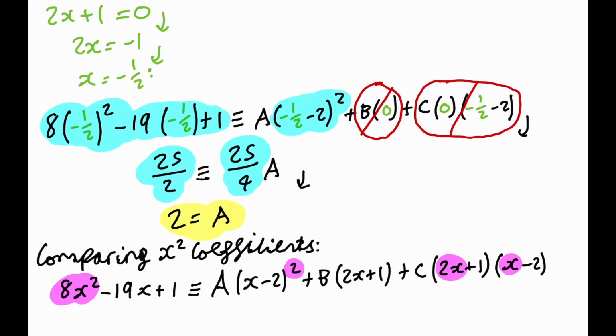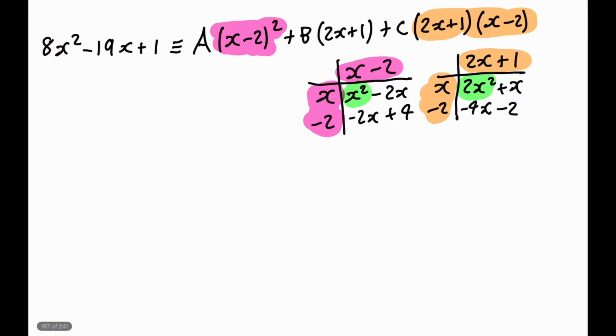You compare x squared coefficients, which would make it a lot easier, because we know what a and b is already. We see that there will be an x squared in the a term, because x minus 2 is squared. If you expand this out, you would get an x squared term. And if you expand this out, you will also get an x squared term, because 2x times x is equal to 2x squared. You don't really have to expand out the whole thing. You just need to know what the x squared term is.